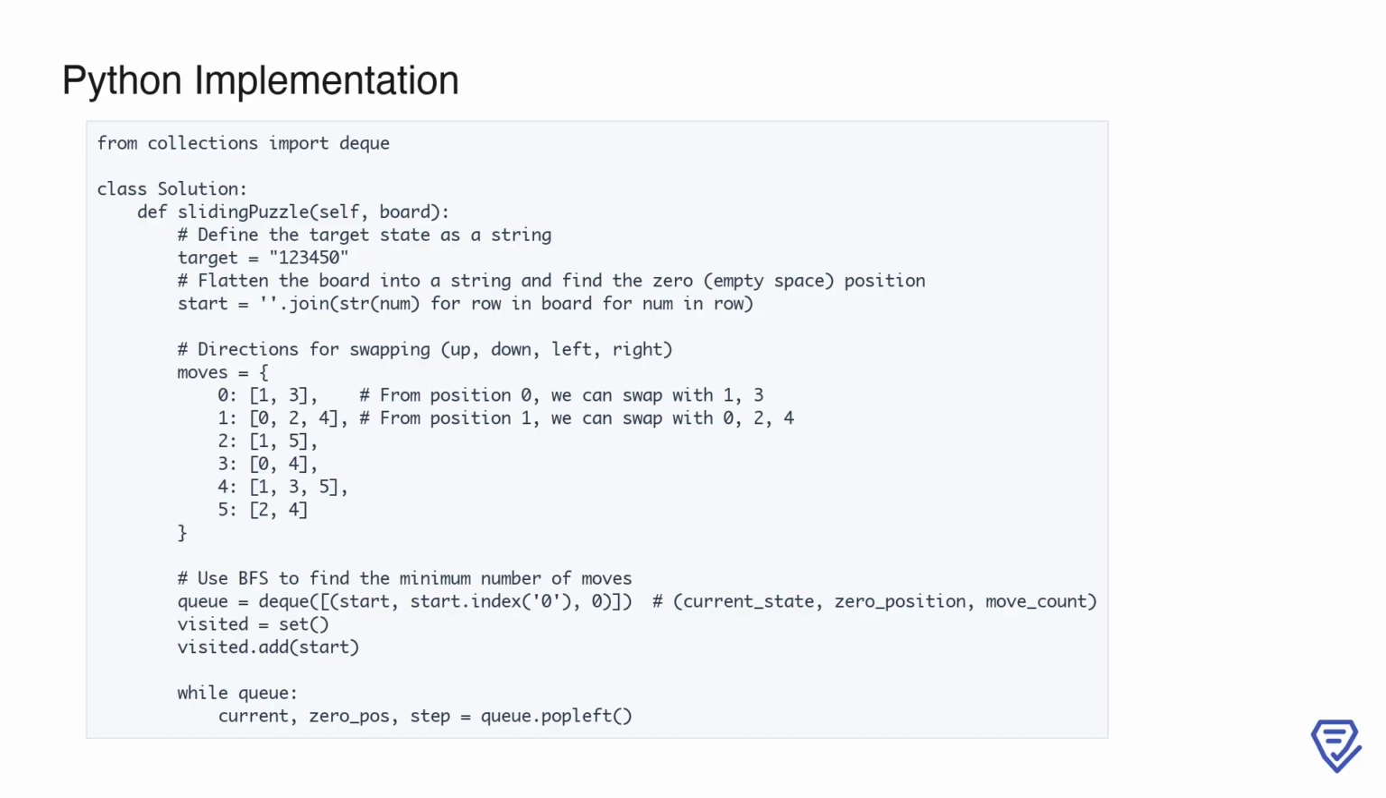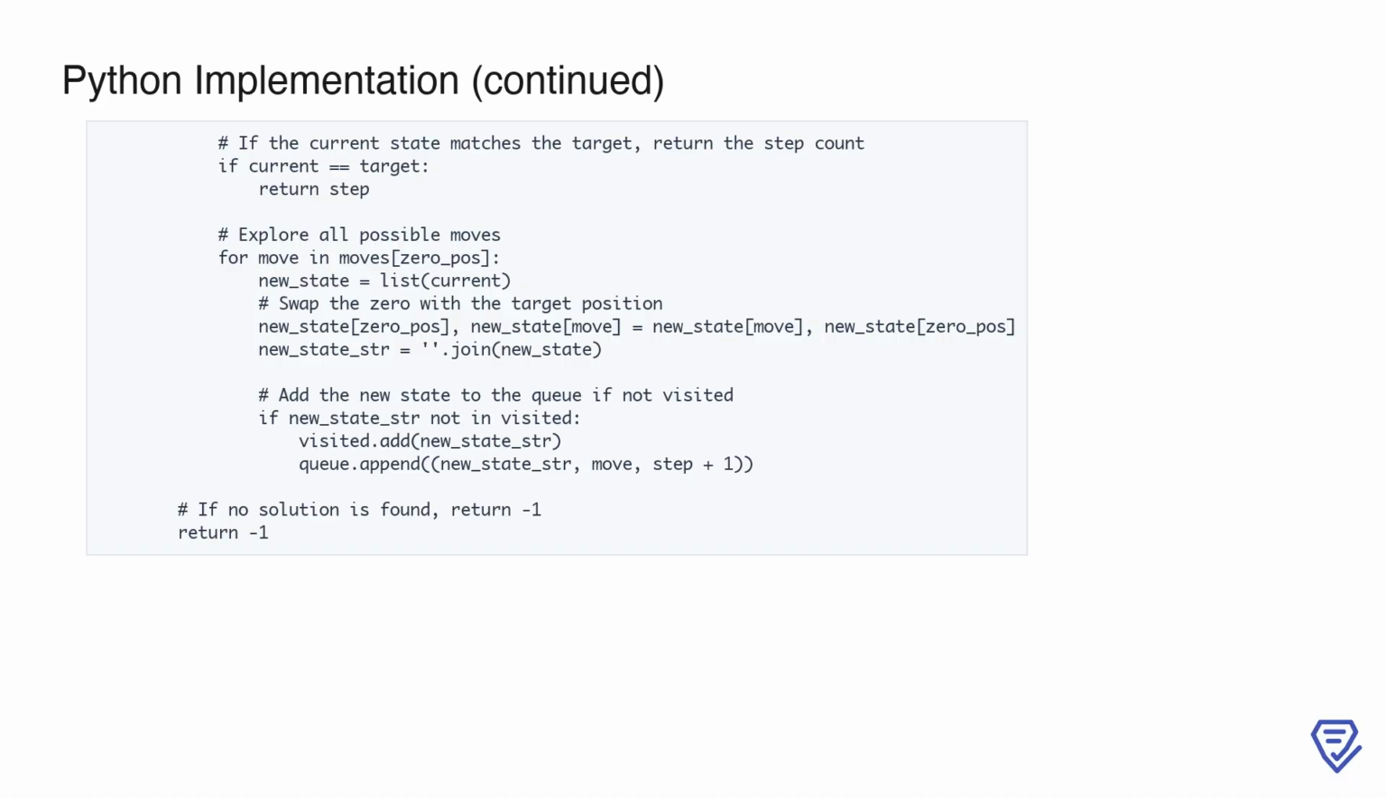At each step, we dequeue an element to analyze the current state, the position of the empty space, and the associated move count. If the current state matches the target configuration, we return the move count, as that represents the minimum number of steps required to solve the puzzle. Otherwise, we explore all possible moves for the empty space based on the moves dictionary.